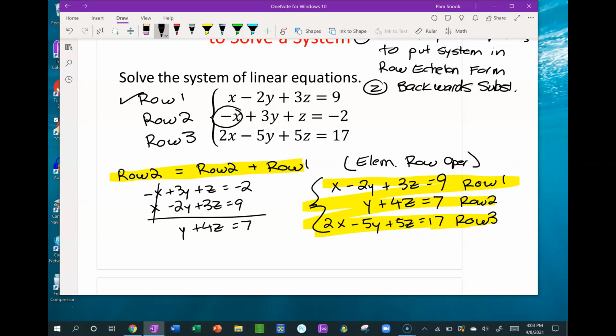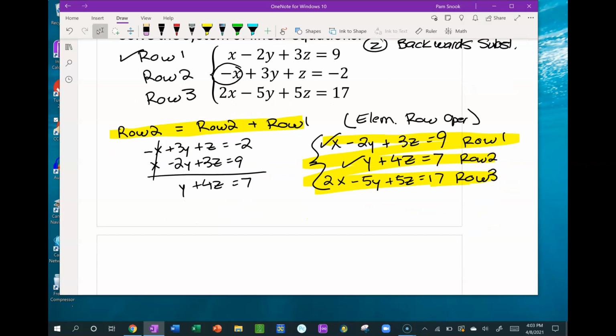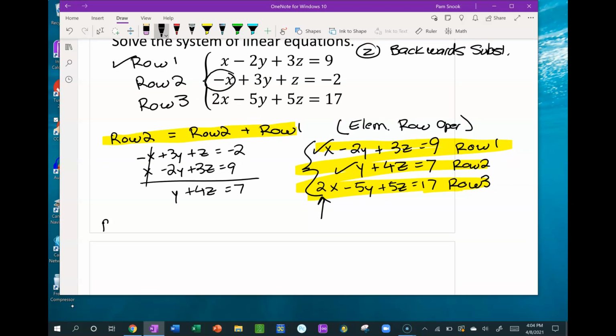So now I'm going to inspect my rows. Row one is still good. Row two only has two variables left. They're both y and z, that's good. So now I'm going to work on row three. And the first thing I want to do is be rid of that 2x. I want to make that go away. So I'm going to do row three equals row three minus two times row one.